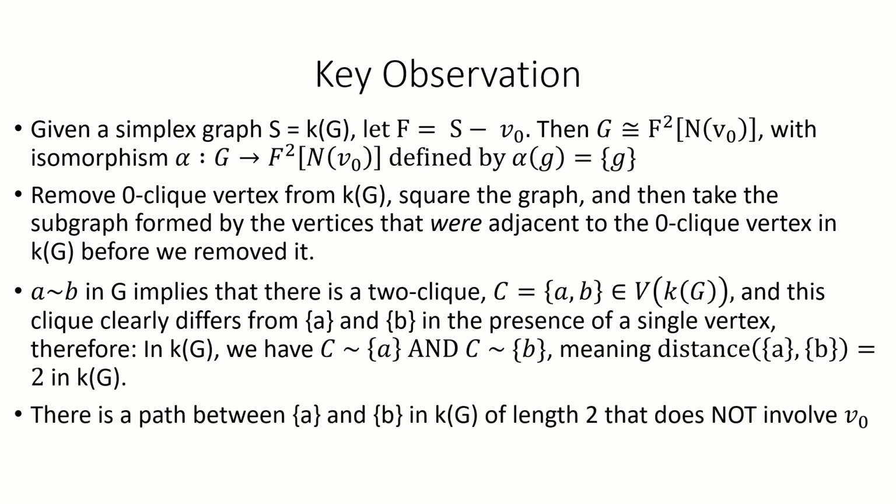And the reason this is important is because it implies that if A and B are adjacent, then in the simplex graph, the one clique vertices A and B will have a path of length 2 between them that does not involve the zero clique vertex. So if we remove the zero clique vertex, A and B will still be connected by a path of length 2. If we then perform the graph square operation, A and B become adjacent.